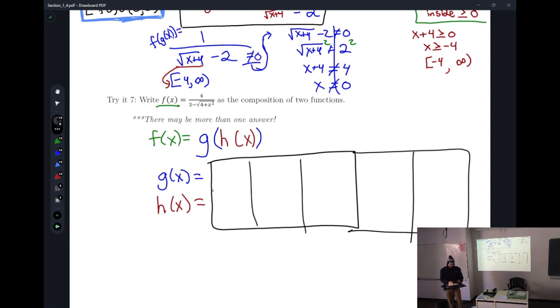Cool. You can talk to your neighbor, see what they're thinking. But what I'm saying is, you can break that up into two different functions, an outside and an inside. What could be an outside function, and what could be an inside function? Well, give us 30 seconds. And then we'll do our lab.